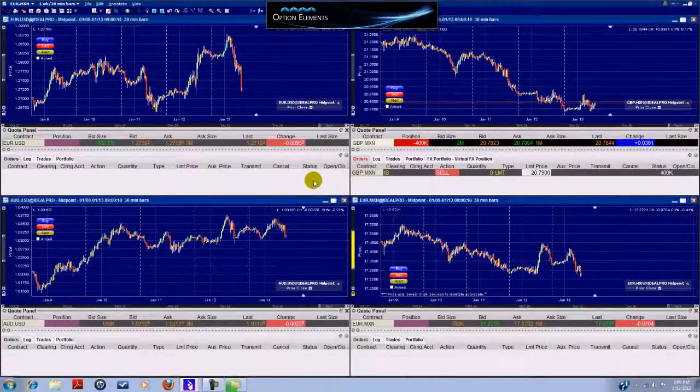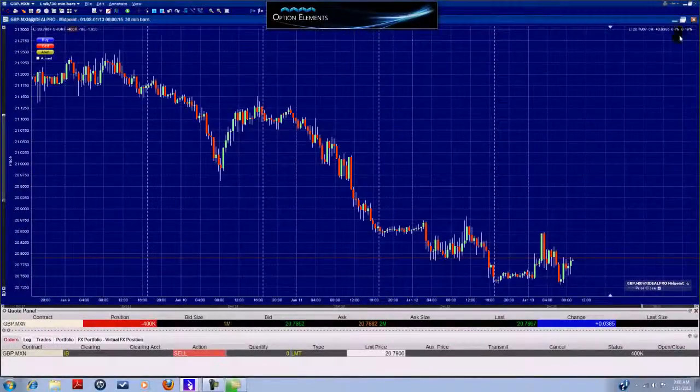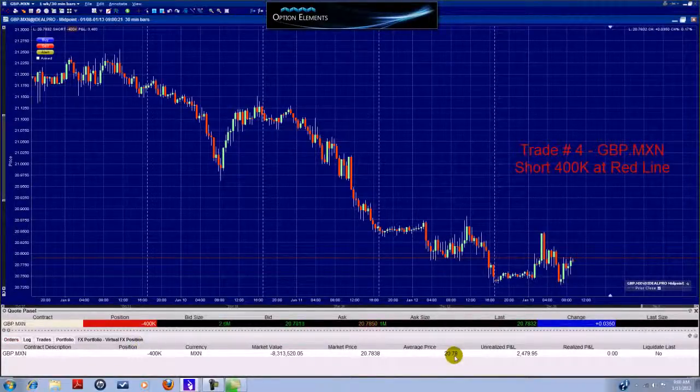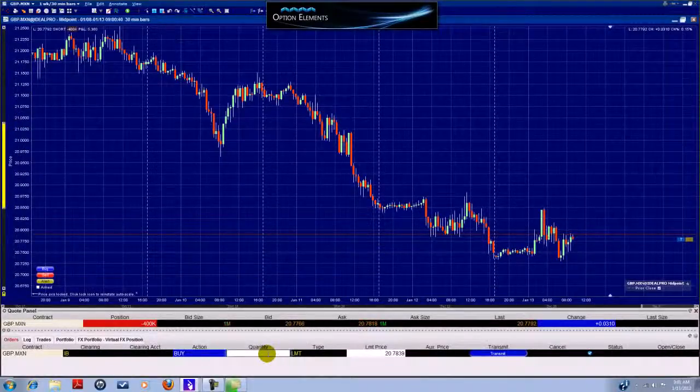Okay, we just got filled on our British pound Mexican peso here. Sold 400 right here. Let's go check our price. 79. Sold 400 at 79 just a second ago. All right, put in our order to cover. Okay, we're set on that.